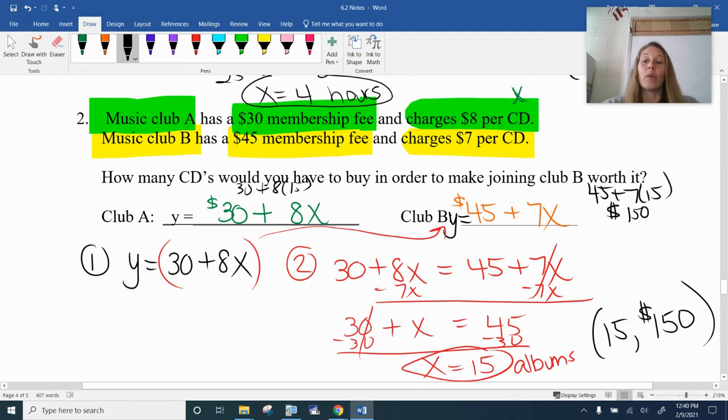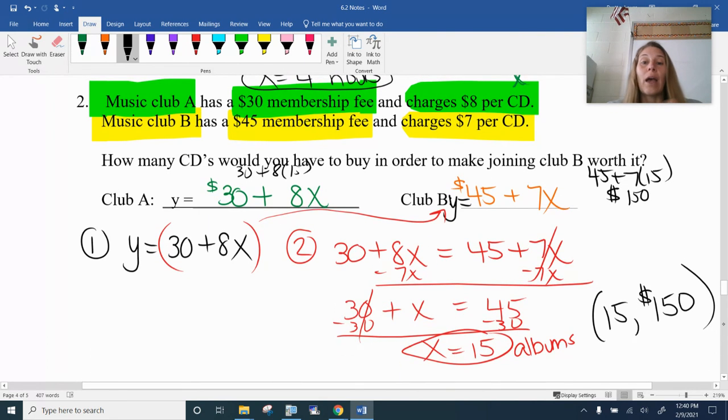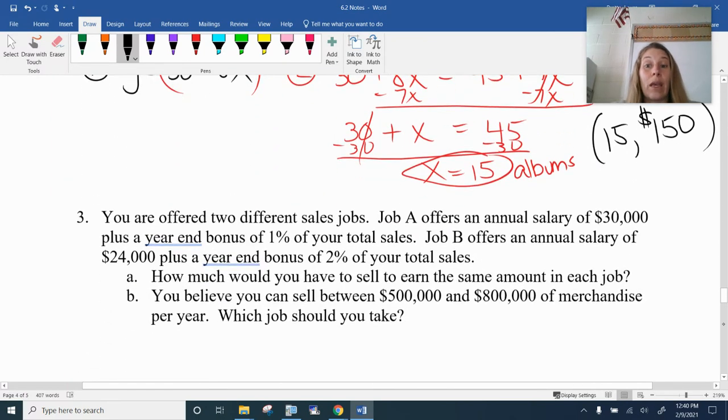Okay, so again, remember, knowing this stuff is going to save you money. If you had no idea which one to pick and you just picked the cheaper one up front and then bought all these albums later, you'd be wasting money, right? So it's a good idea to have an idea of where that break-even point is going to be.